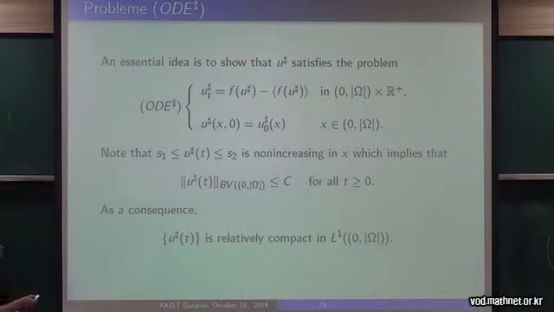And so, because u sharp of t is bounded in BV, it is relatively compact in L1. Okay, so now what we have to do is justify that u sharp indeed satisfies this equation, and then we have to see how we can use this relative compactness of orbits of u sharp to deduce a similar property for u of t in arbitrary space dimension.